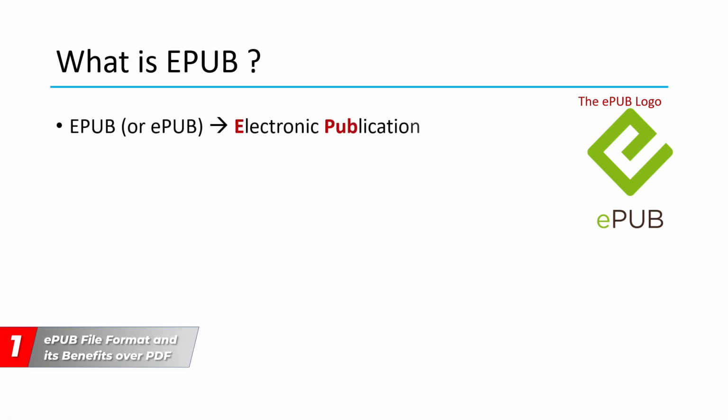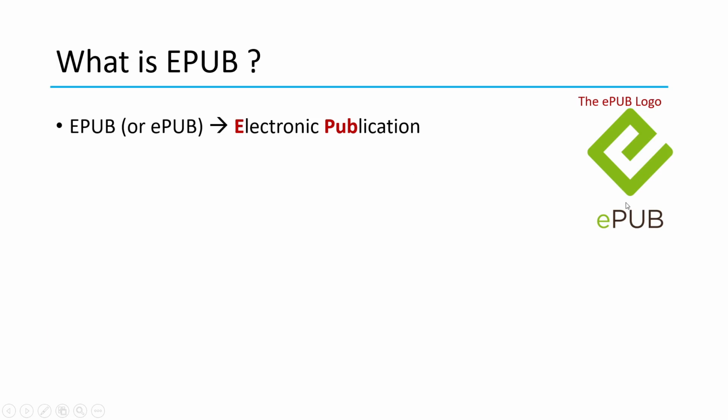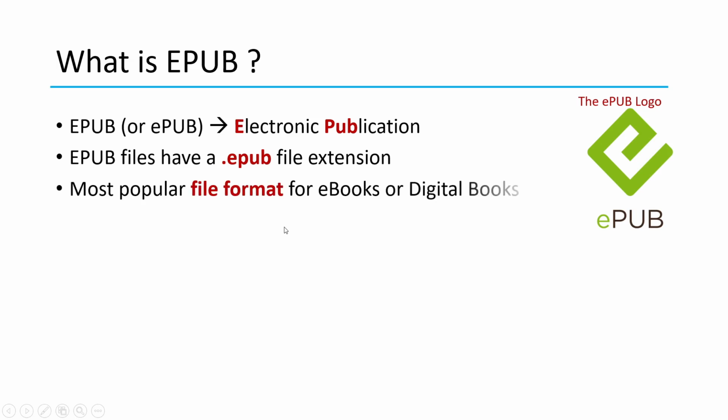ePUB stands for electronic publication. It's written as either capital ePUB or with a small e and capital PUB. This is the logo of ePUB as we had seen on the journal site that I had previously mentioned. When you encounter an ePUB file on a computer, you will see that it has an extension of .epub. It's one of the most popular file formats for eBooks or digital books.